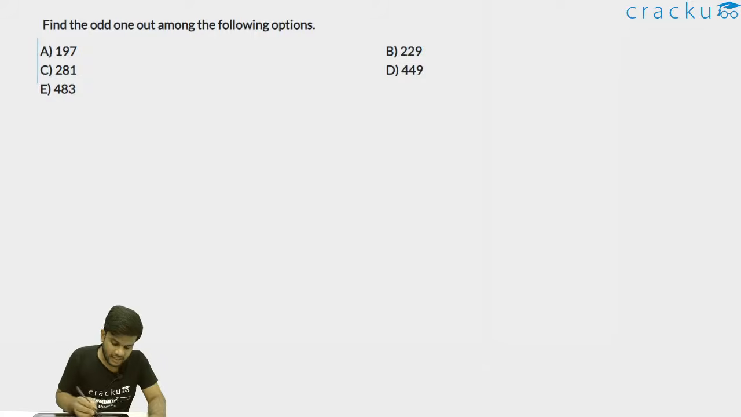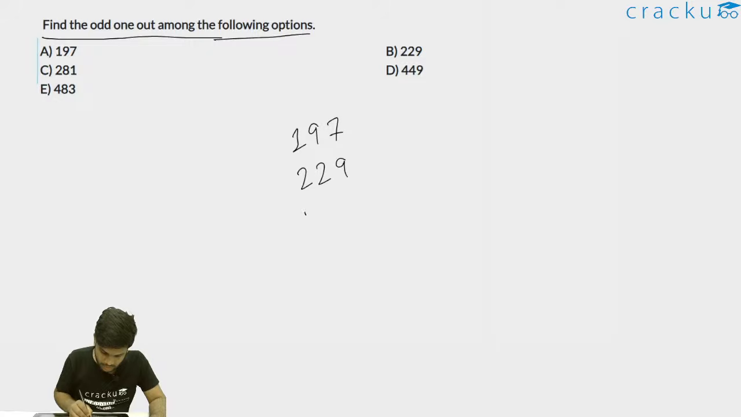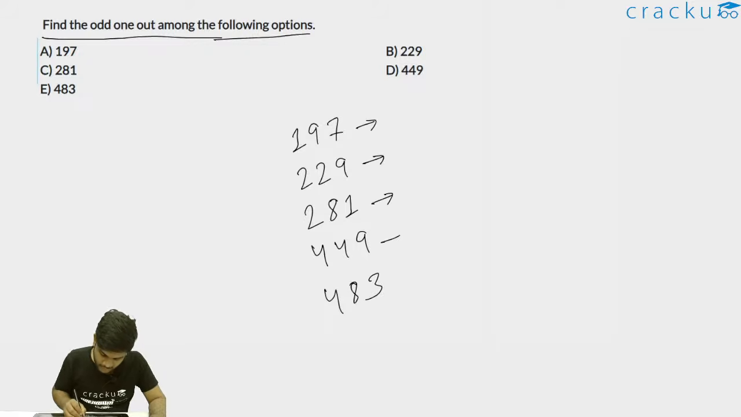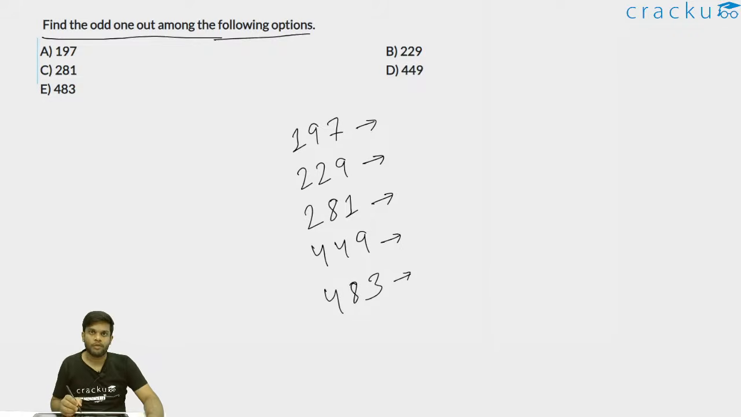In this question, it is said that we have to find the odd one out among the following options. So we have 5 options here. One is 197, 229, 281, 449 and 483. Now in these 5 numbers we have to find the odd one out.